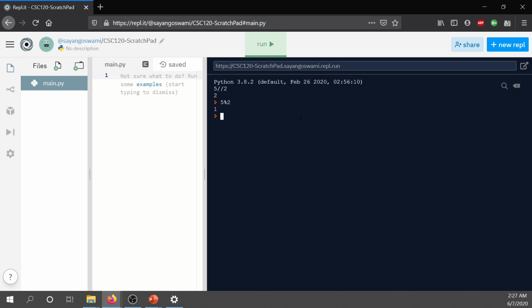Now, see what happens when I try to find the quotient of minus 5 divided by 2. So minus 5 divided by 2 gives us minus 3. Okay. Now, why is that? Also, when I say minus 5 modulo 2, this gives us 1. Again, why is that? So let's try and understand what's happening behind the scenes.